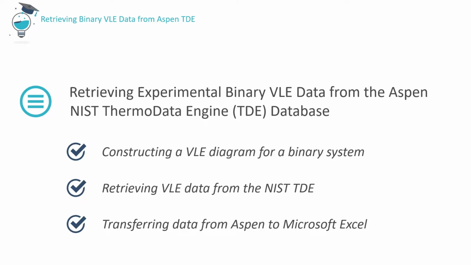Then we'll use the database to retrieve binary VLE data. You'll learn how to plot the retrieved data within Aspen and how to export the data to Excel. The system we'll be using throughout the tutorial is ethanol water, a very common non-ideal system.